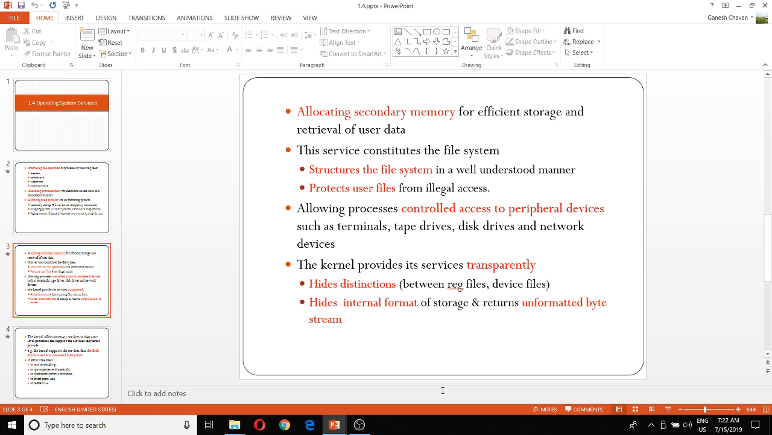It structures the file system in a well understood manner. It protects the user files from illegal accesses. It allows processes controlled access to the peripheral devices such as terminals, tape drives, disk drives, and network devices. The kernel provides its services transparently by hiding distinctions between regular files and device files. It hides the internal format of storage and returns an unformatted byte stream.